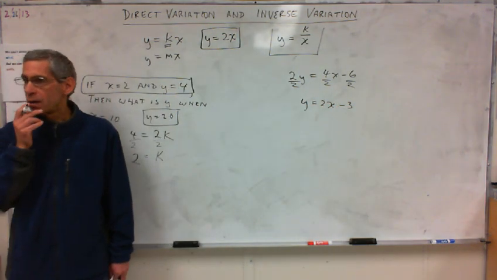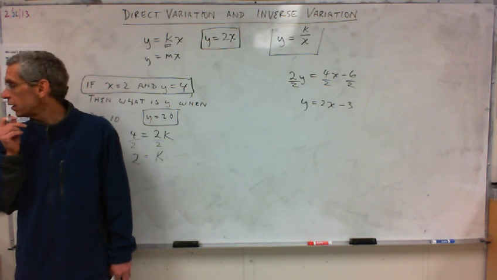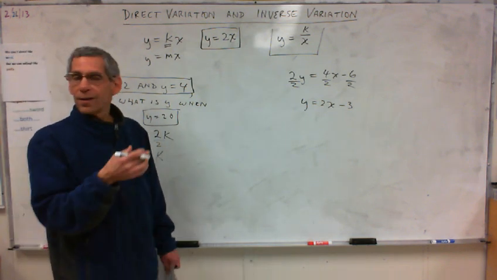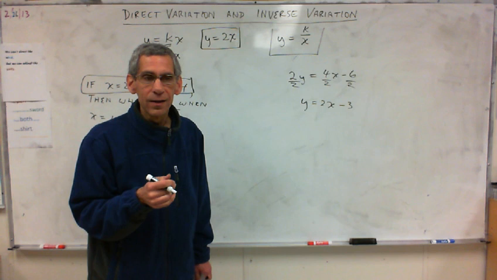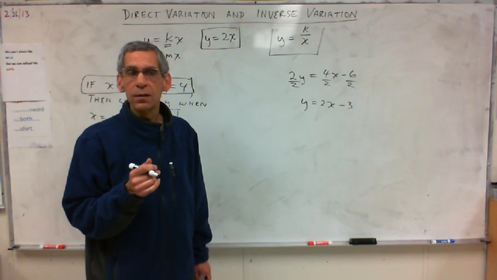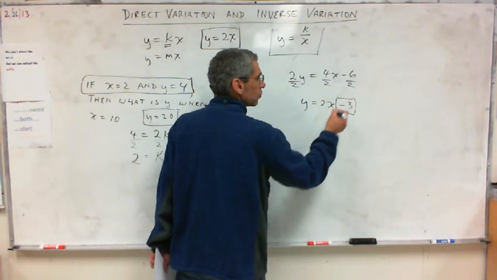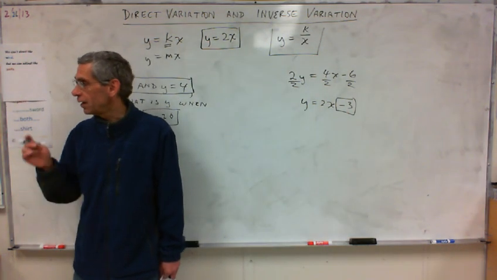Is that direct variation? No. Why? Because b needs to be 0. Say what? I didn't hear that. Lila, sorry, I can't tell direction. What did you say? B needs to equal 0. Right. B needs to equal 0 because of that negative 3. It's not direct variation, right?